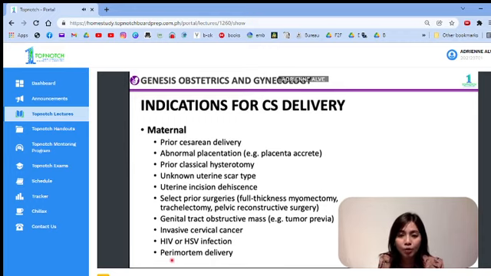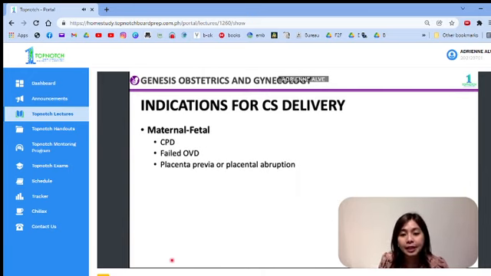Perimortem delivery, this is the one you really don't want, right? Perimortem delivery means your mother has arrested but you have a live, viable baby. So when that happens, you perform immediate CS delivery, we call it peripartum delivery. So what are the maternal fetal indications? CPD. Okay, we discussed this extensively earlier.